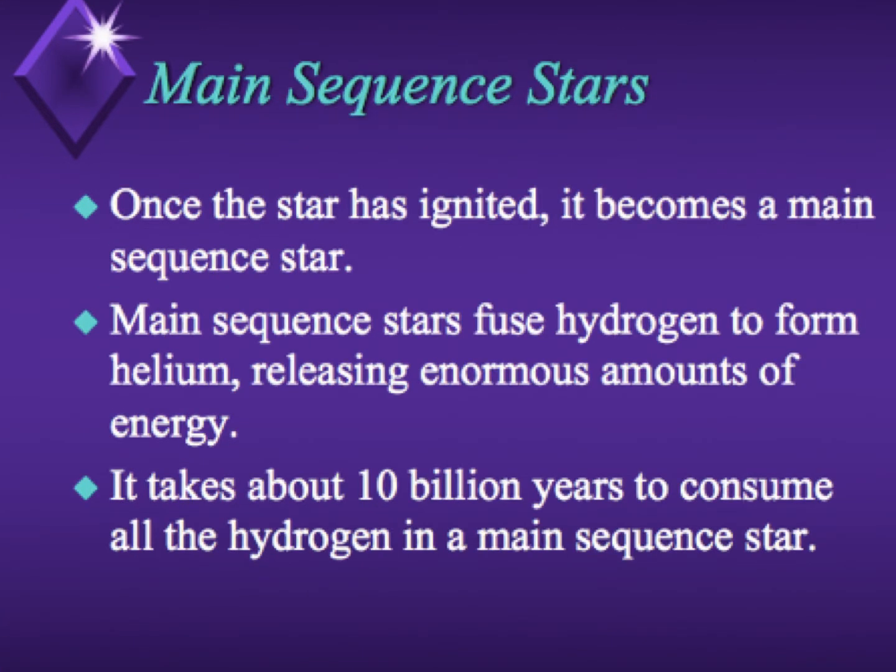Stars in this stage of hydrogen to helium fusion are called main sequence stars. Our Sun is a main sequence star. Stars the size of our Sun will remain in the main sequence for about 10 billion years. As our Sun is between 4 and 5 billion years old, it is only halfway through its main sequence stage.